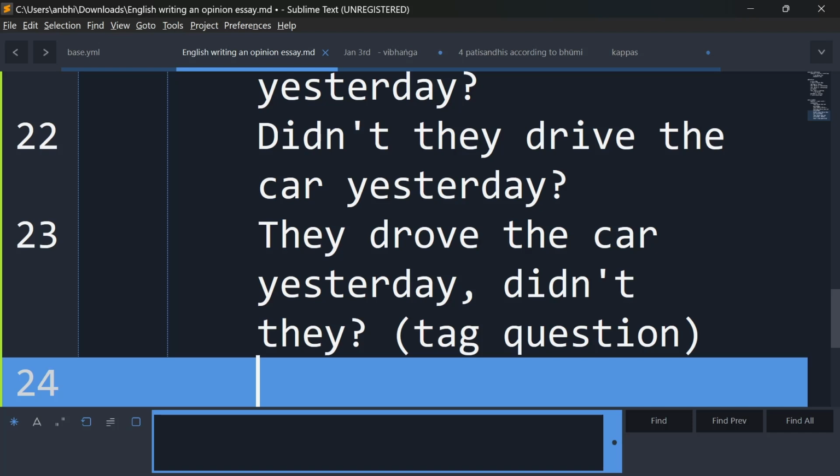A tag question is always the opposite of the sentence. So this sentence is affirmative. They drove the car. So the question should be didn't, should be not. Yeah, didn't they? Okay, now let's take a negative sentence. For example, give me another sentence. They didn't try to cry yesterday. No, another sentence, please.